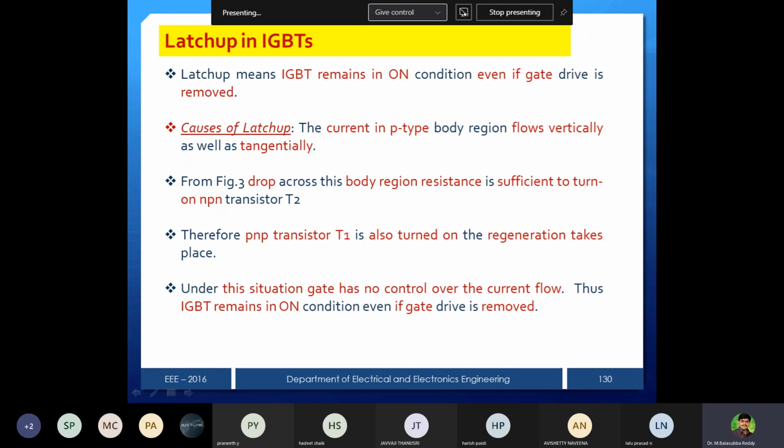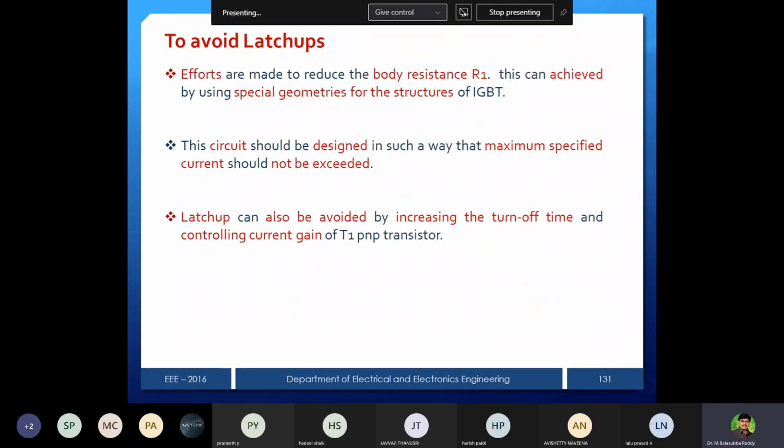That's what I mentioned here. Once T2 is on, then automatically T1 will be turned on, so regeneration takes place. Under this situation, the gate has no control over the current flow. That's the reason the IGBT remains in the on condition. So this is the problem of that resistance. We must make sure the resistance value is such that the drop does not exceed what is required for the transistor to turn on, otherwise the device will continue to conduct.